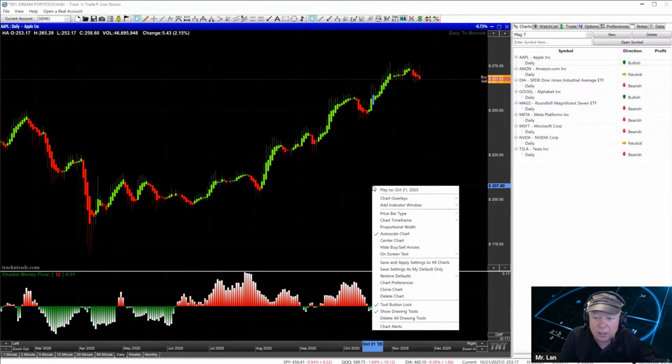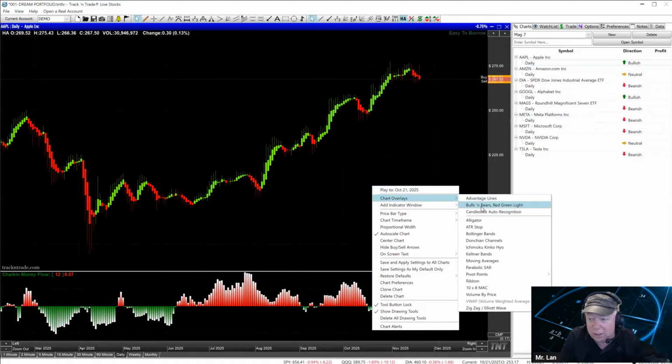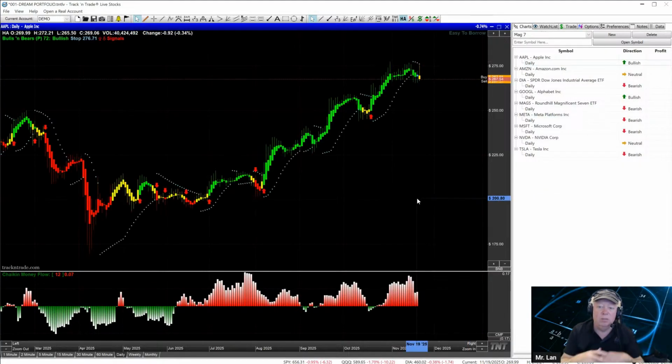So the next thing I like to do is right click on here, chart overlay, and turn on bulls and bears. So the bulls and bears is a tool that turns the price bars red, yellow, and green. So it's a little bit different than the red and green. It's just red, yellow, and green. And the reason it has that yellow in there, because we'll talk about Fibonacci, that's the Fibonacci sweet spot. All right, the neutral zone.